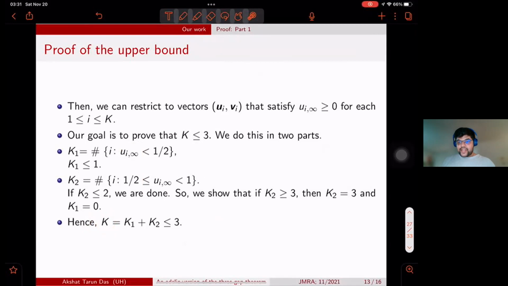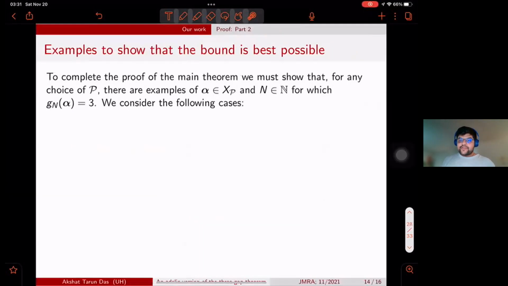And using the inequality that we had, this also gives us an upper bound for the little g sub alpha function, that there are at most 3 distinct nearest neighbor distances. Okay, so that finishes the first part of the proof. Now, to complete the proof, we also need to show that this is the best possible bound, and that it is attained. This was quite challenging because you can give any set of primes P that you like, so we have to be able to give you examples in any possible case that the bound 3 is attained.